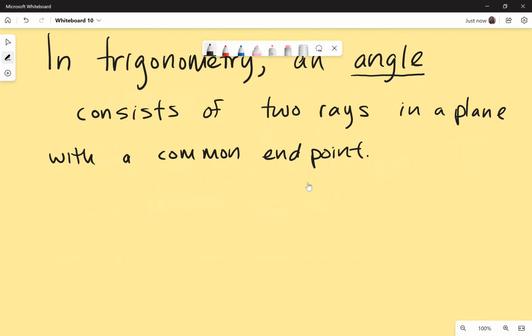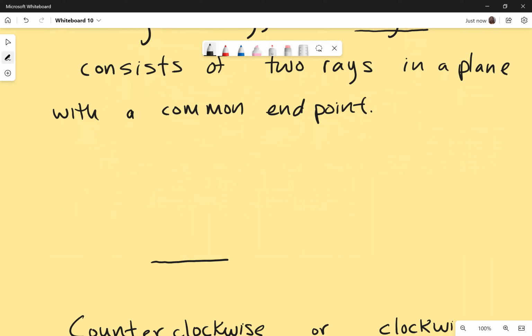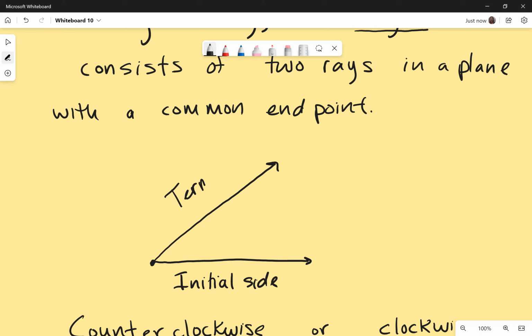For example, we have one ray coming out like that. And then we have another ray coming out of the same endpoint. We call this initial ray our initial side. And we call the other ray our terminal side. And their common endpoint, in this case, we call the vertex. The angle in between those is measured right there, in between the initial side and the terminal side.